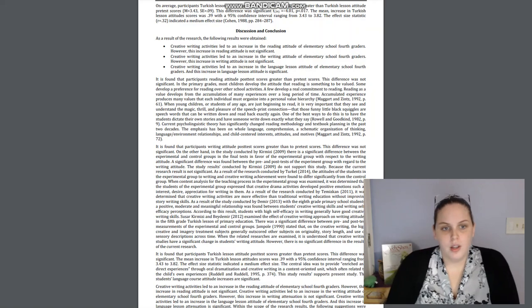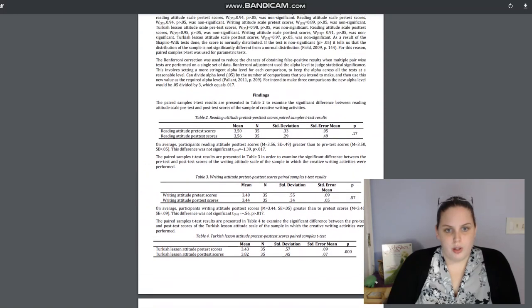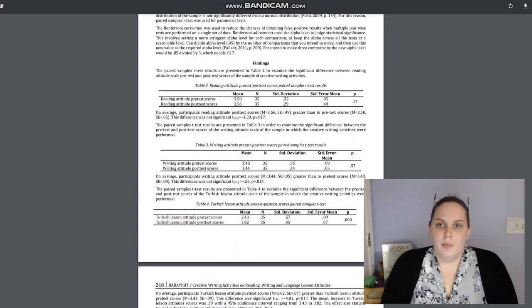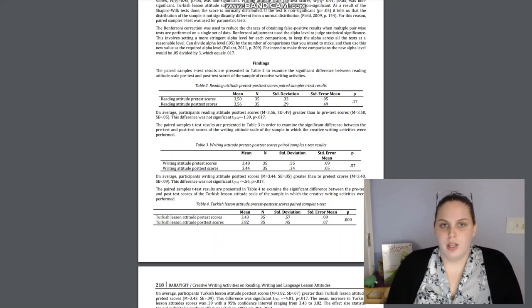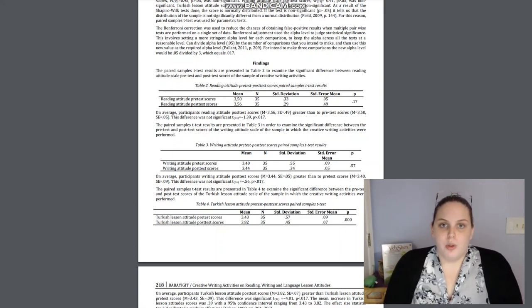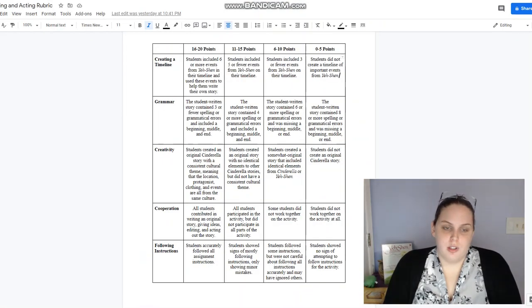The post-test, which you can see down here, showed that these students had insignificant increases, but still increases, in their attitudes toward reading and writing, and significant increases in their attitudes towards language lessons. This shows that they were more motivated and happier to learn about reading, writing, and language, and it made them more interested in writing as a whole. So this shows that creative writing is good in the classroom, especially to motivate higher-level learners.